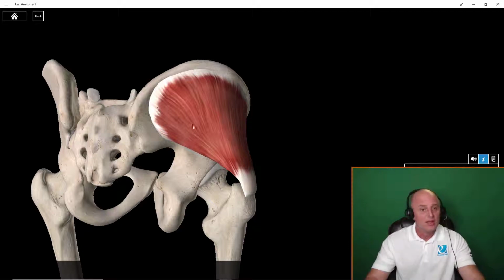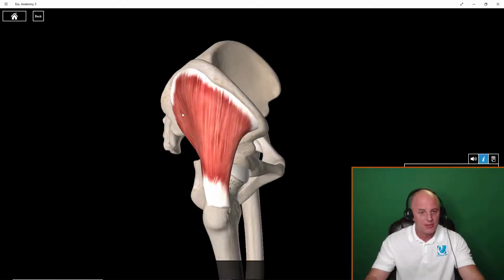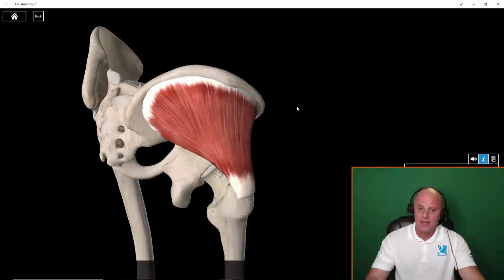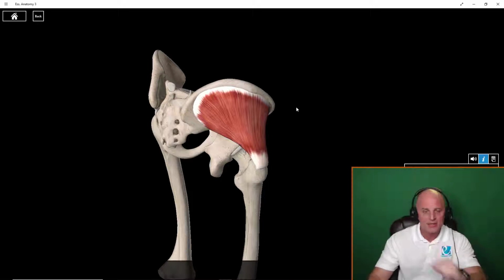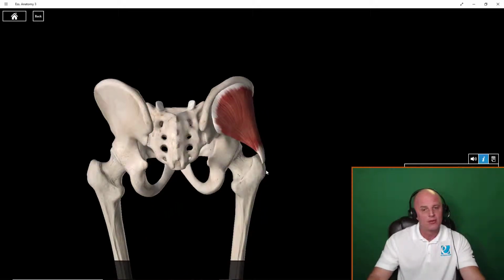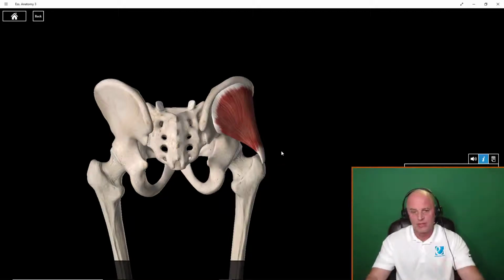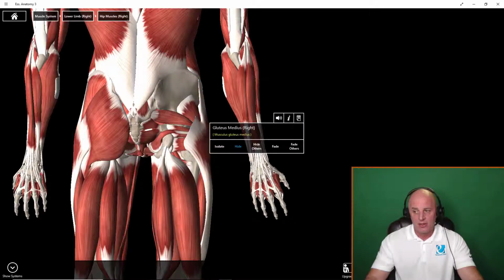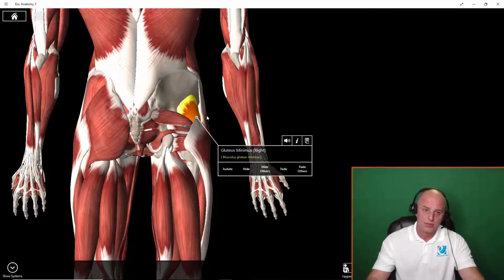Makes complete sense. We can see how it would flex, because the fibers here on the anterior side flex, and the posterior fibers here would extend. And for lateral rotation, we can tell that since it's attaching out here on the femur, it's going to rotate that femur on the lateral aspect. Alright, if we hide that muscle now, we're looking at the Minimus. Let's isolate it as well so we can really see it.